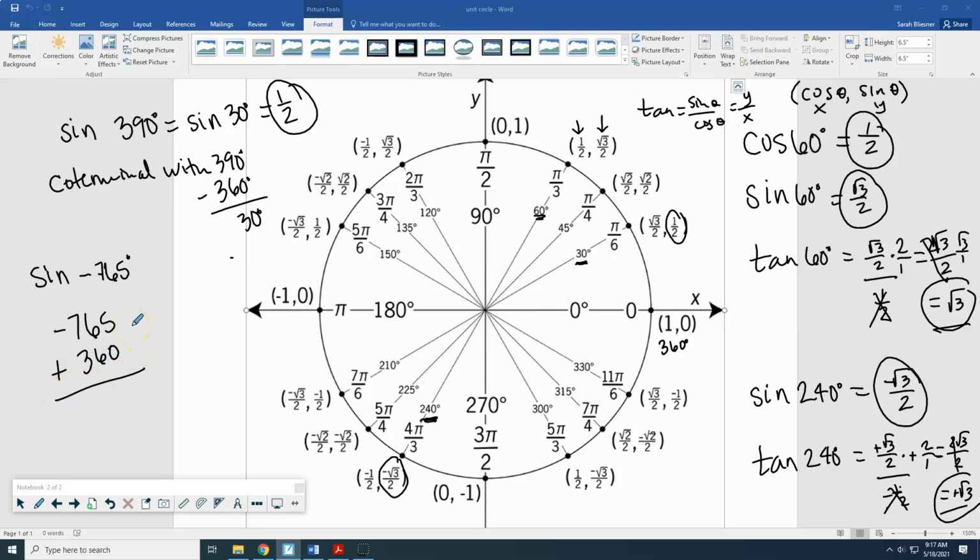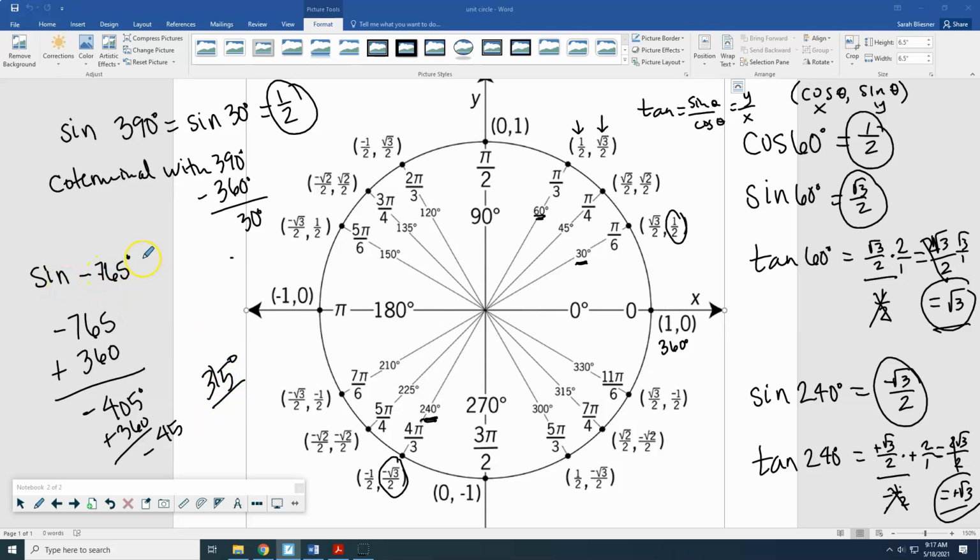So negative 765 plus 360 gives me negative 405. Now negative 405 still is not on this, so I'm going to have to add 360 again, which gives me negative 45. And that's still negative. I could go this way and it would be equivalent, because I went this way to negative 45. Or I can add 360 to it again and get 315 degrees.